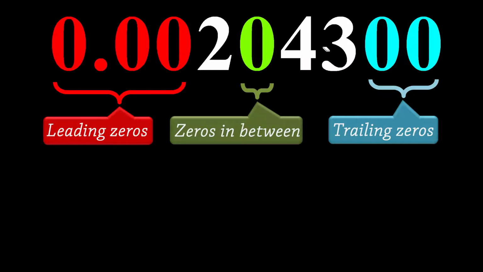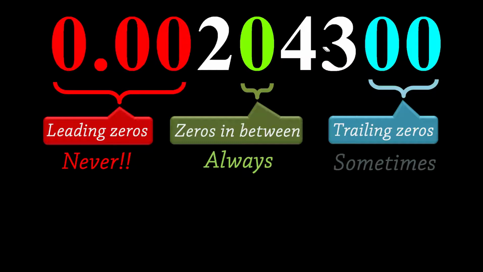You should know that leading zeros are never significant. So forget about leading zeros. Zeros in between or sandwiched zeros are always significant, and trailing zeros depend. Sometimes they are significant, sometimes they are not significant. When and how? Okay, pay attention to this one. This is an example.